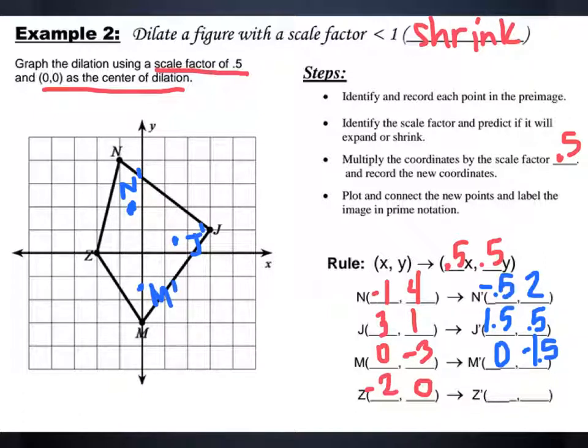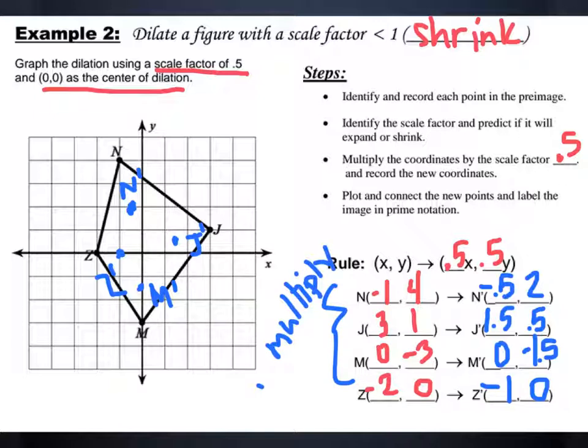And then point Z, well, half of -2 is -1, and half of 0 is 0. So we're going to go left 1, and we're not going to go up or down at all. This is point Z. Now, all of these we multiplied by 0.5, or 1/2. So we took all of our x and all of our y values and cut them in half, or multiplied by 0.5.